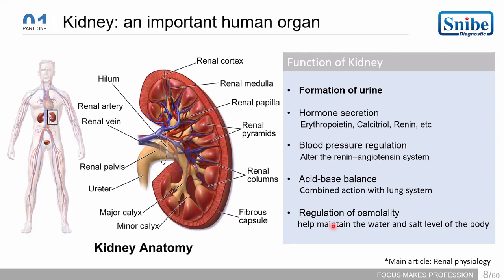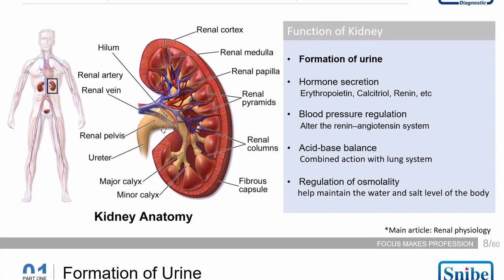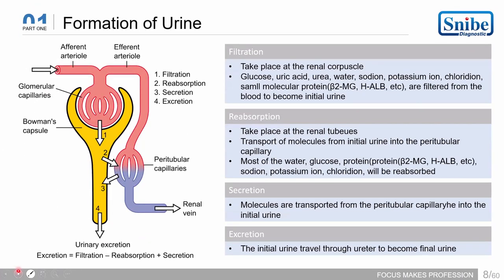If we talk about the regulation of osmolality, the kidney also maintains the salt and water levels in the body. So along with acid base balance, the salt and water balance and regulation of osmolality are also controlled by the kidney. Further, in the formation of urine, there are four major steps: filtration, reabsorption, secretion, and excretion.